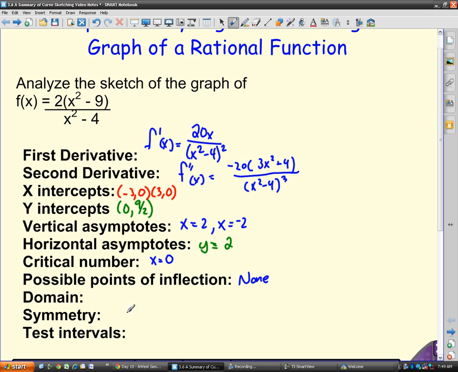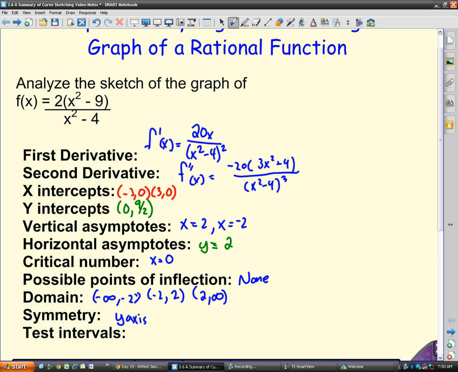The domain of this function is going to be negative infinity to negative 2, because that's where an asymptote appears. Then from negative 2 to 2, and then from 2 to infinity, basically where the asymptotes appear. For symmetry, if I put a negative x into this function, I get the exact same thing back, so we're going to be symmetric about the y-axis.